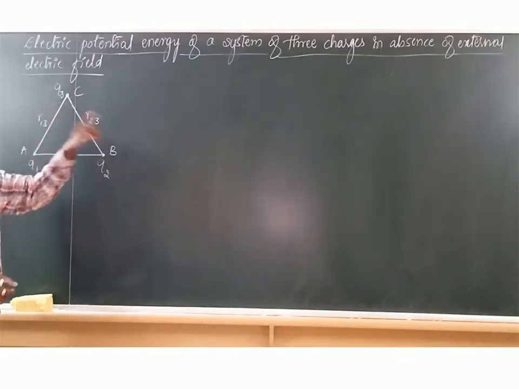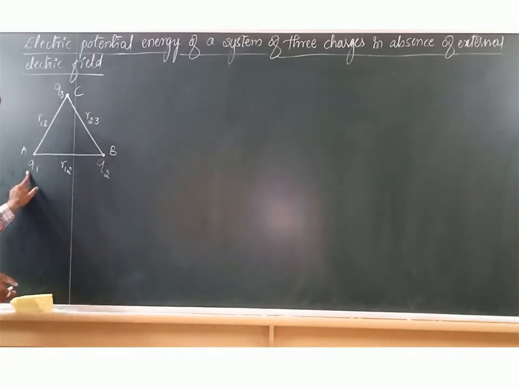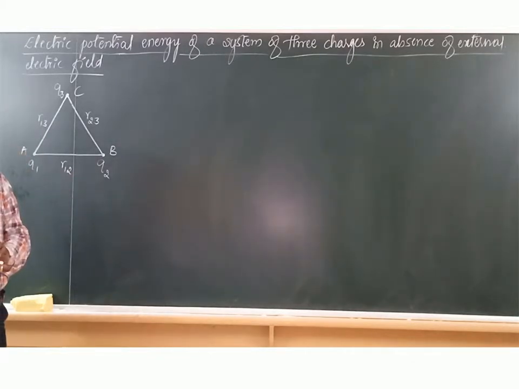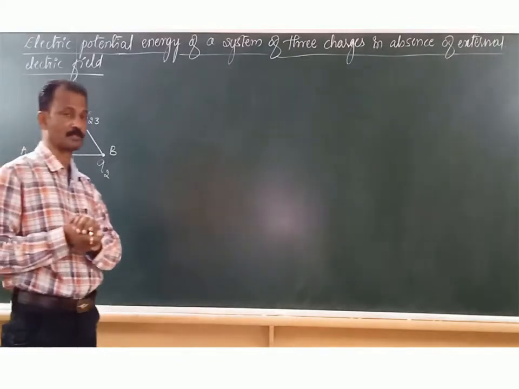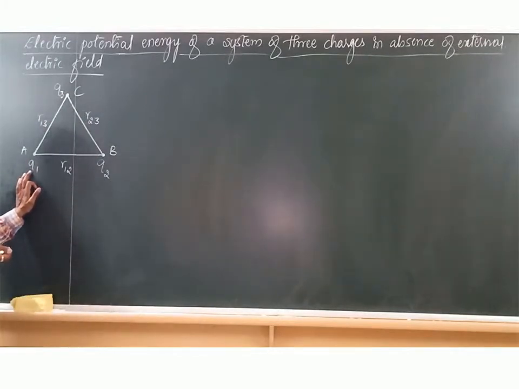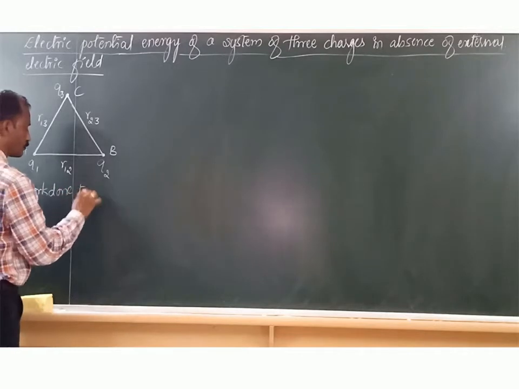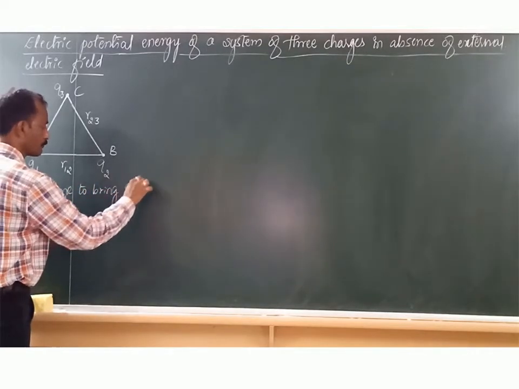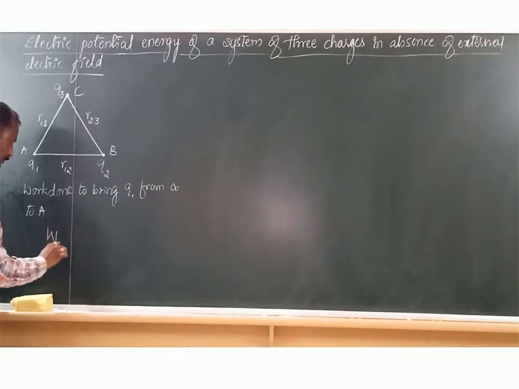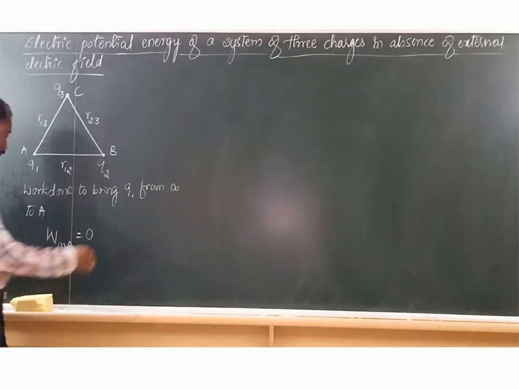To bring Q1 from infinity to point A, the work done is 0, because there is no charge already in this system, hence there is no field, hence there is no force of repulsion. Work done equals force into displacement, but force is 0 while bringing Q1 from infinity to point A. Therefore, the work done to bring Q1 from infinity to A, W infinity A, is equal to 0.